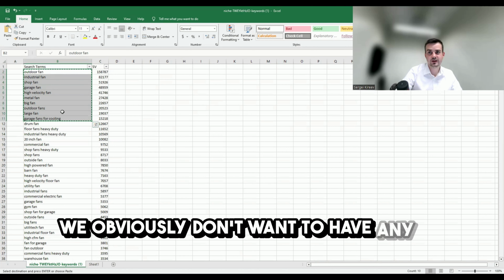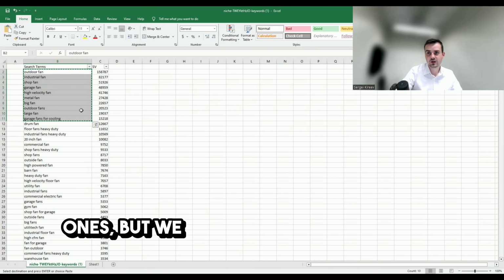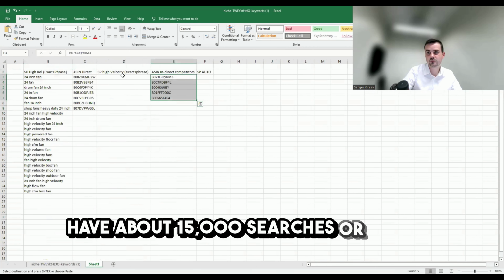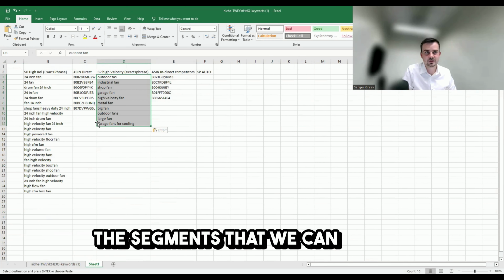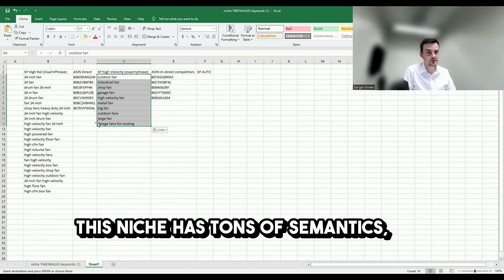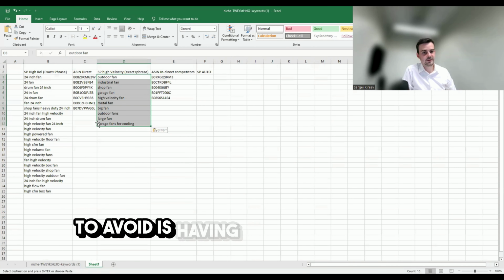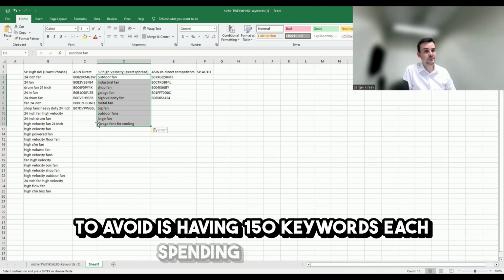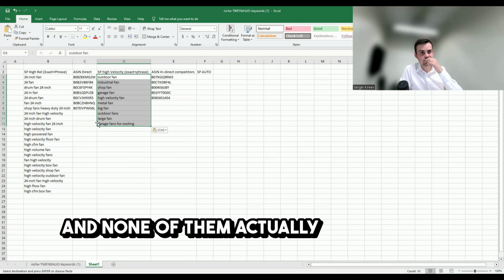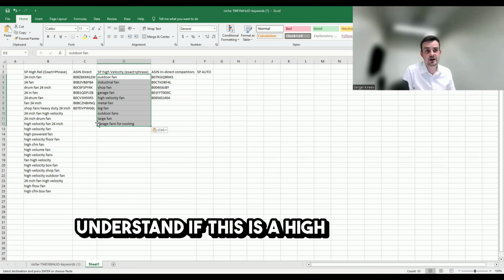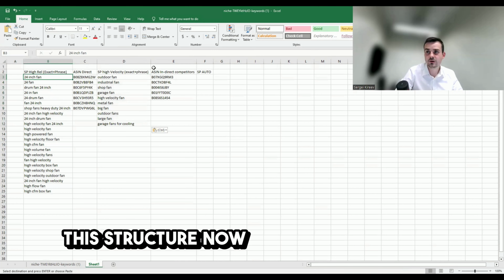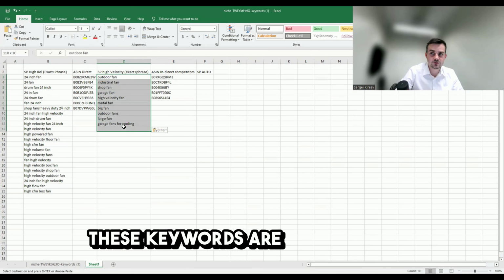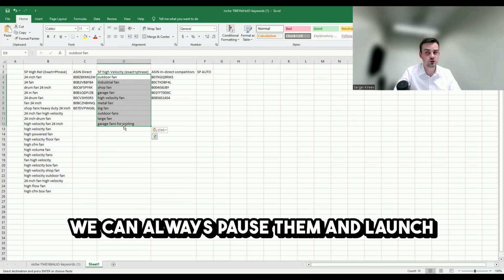We obviously don't want any 20-inch ones, but we can test all the keywords that have about 15,000 searches or higher one by one. So we're trying to pick the segments that we can target. This niche has tons of semantics, and what we want to avoid is having 150 keywords, each spending $1.50, and none of them actually gives us any data to understand if this is a high relevancy keyword or not. So for the beginning, we want to focus on this structure. And over time, if these keywords are not working, we can always pause them and launch new ones.